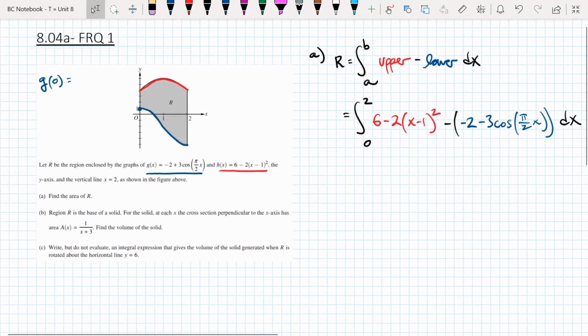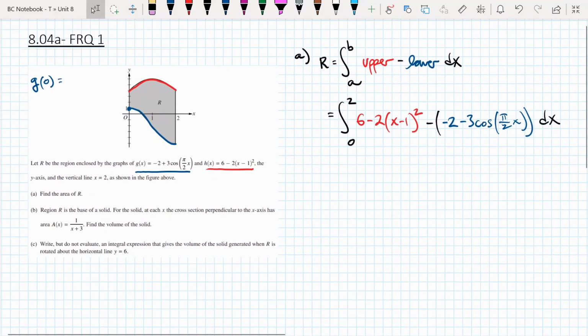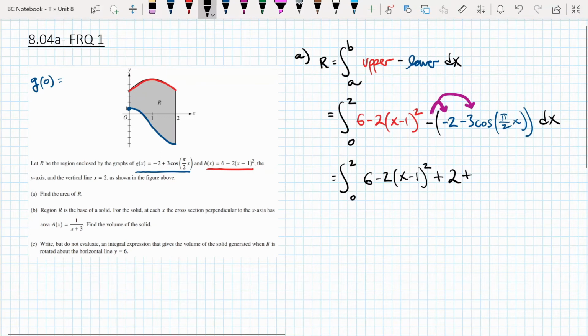Okay, the main difficulty here is just going to be evaluating this integral. So let me actually just rewrite this real quick before we integrate it. So these two terms I'll keep the same. And I'll distribute the negative to these terms here and here. So we get plus 2 plus 3 cosine pi over 2x. All right, dx. So let's integrate this now.